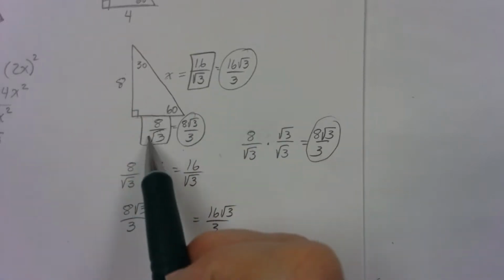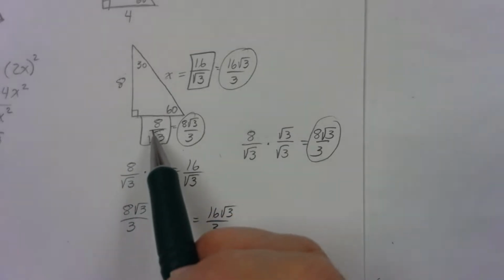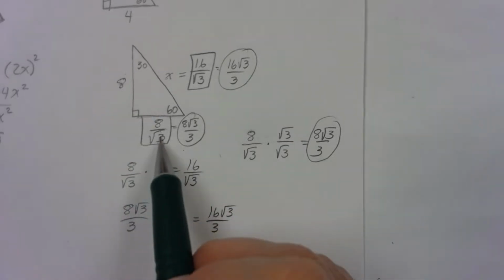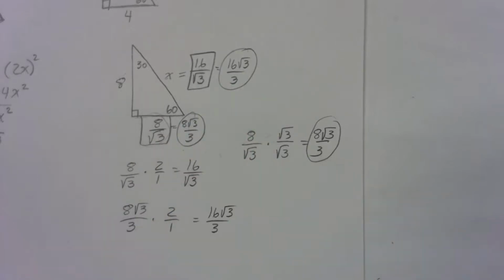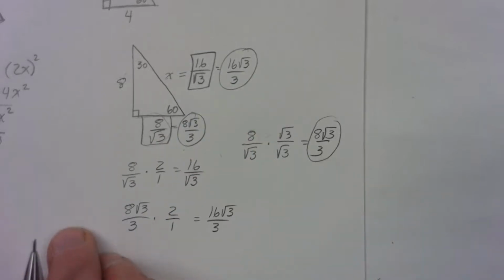But I went from here to here by dividing by root 3. Since if I was going from here to here, I would multiply by root 3. So I'm going back, I divide by root 3, and then I double that. It doubles the numerator. Okay, that's the lecture. Now let's practice some.